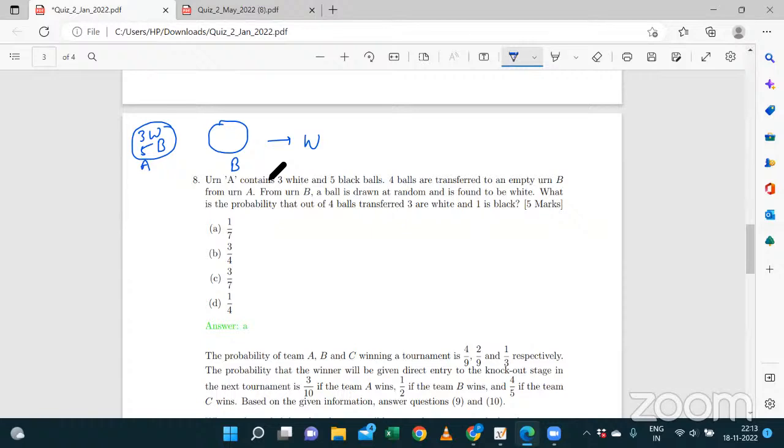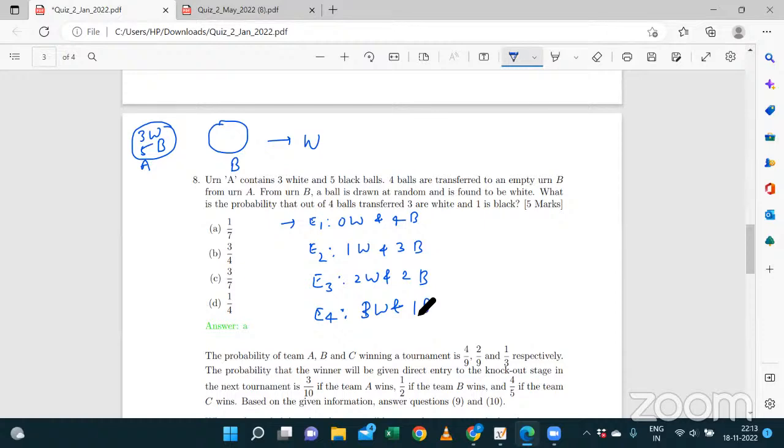See, we have to transfer 4 balls in total, right? So I can make event E1 as 0 white and 4 black balls. I can make the event E2: I transferred 1 white and 3 black balls. I can make event E3 as 2 white and 2 black balls, and event E4 as 3 white and 1 black ball. We can't transfer 4 white because in total we have 3. So these are the possible cases for transferring the balls. Correct?